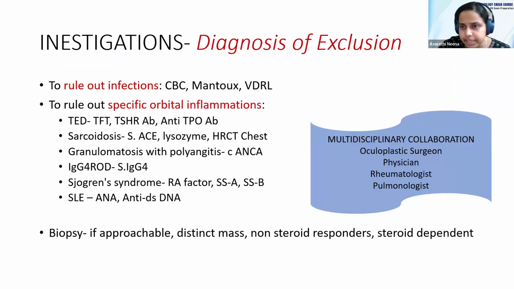So coming to the investigation, it is a diagnosis of exclusion. So our role is to investigate the patient. First, rule out infections, do CBC, Mantoux, VDRL, then specific orbital inflammations like sarcoidosis by serum ACE, Wegener's by C-ANCA, IgG4 by serum IgG4, Sjogren's by anti-Ro and anti-La, and SLE by ANA and anti-dsDNA. Biopsy is considered if there is an approachable, distinct mass, and in cases of non-steroid responders and steroid dependency. And we always have to pull in our rheumatologist, pulmonologist, physician as and when required.